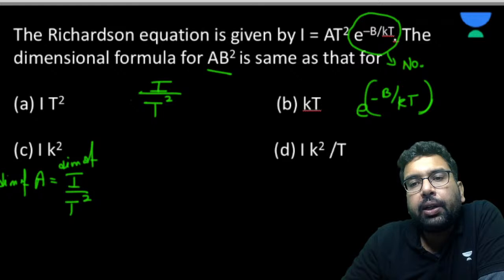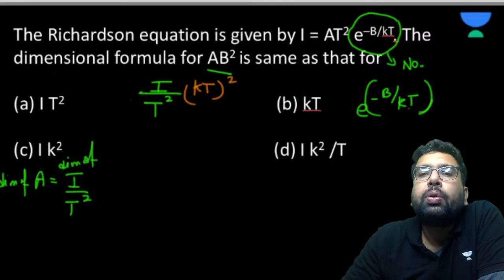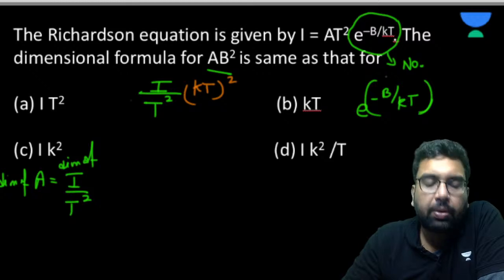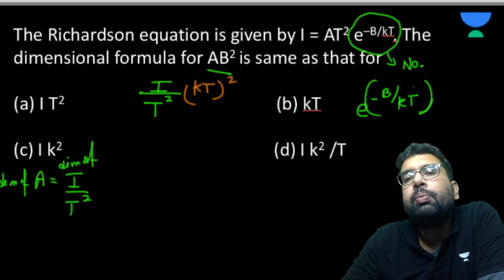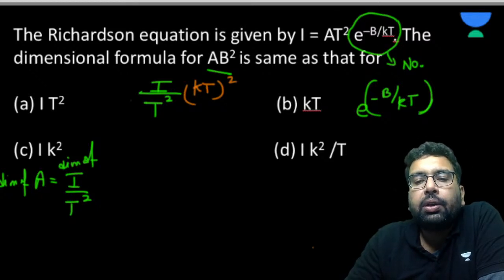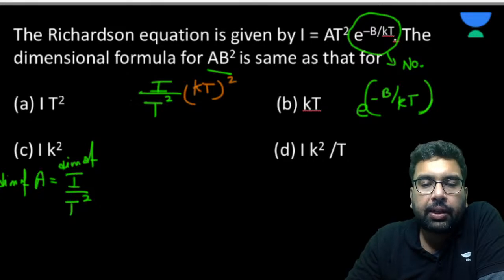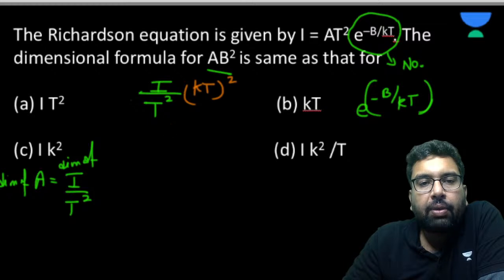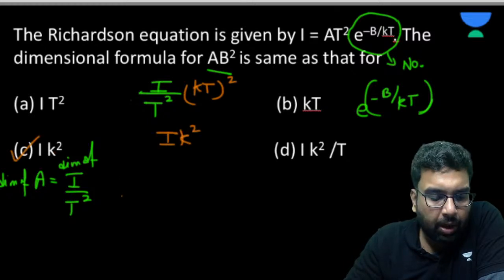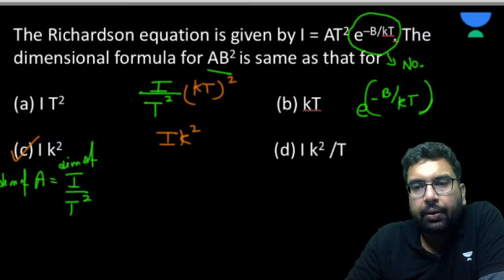Okay, so b upon kT, right? So the dimension of b has to be equal to kT, no? Why so? Because it has to come down to a number. If it has to come out to a dimensionless entity, the dimension of b must be equal to the dimension of kT. Otherwise, it couldn't be a dimensionless constant, right? So I'll write kT square. So T square will be cancelled out. We'll be left with I K square. So it happens to be the C option, right?